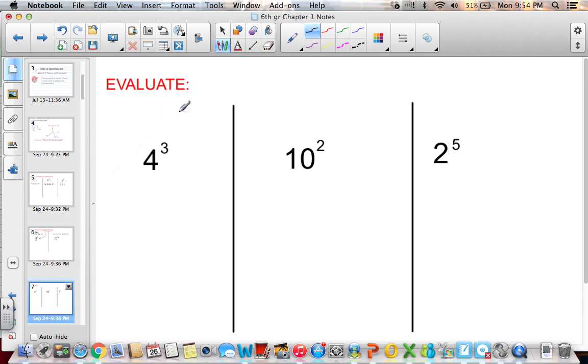And then if we want to evaluate, so if you got this and you totally understand it, I want you to pause me and evaluate, which evaluate is the same as solve or find the answer. So pause me and see if you can find the answers to each of these, and then unpause me and check your answers.